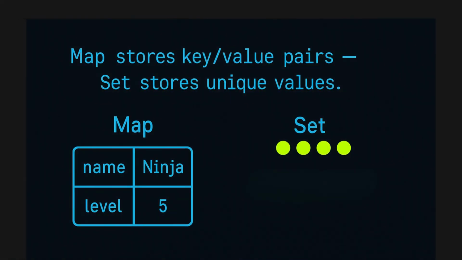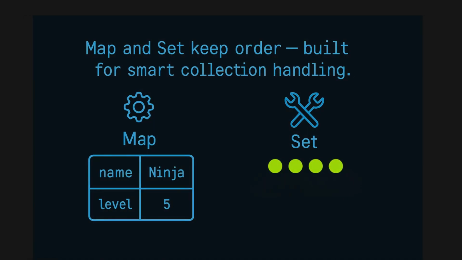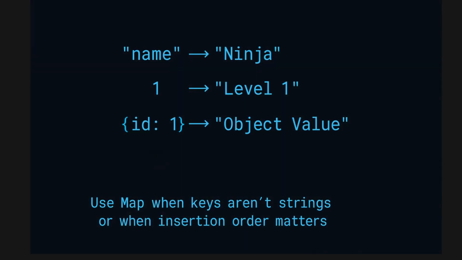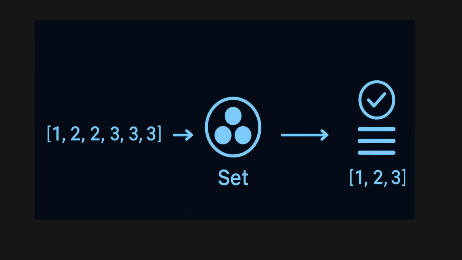Before code, Map gives you key/value storage without the restrictions of plain objects, and Set gives you a collection of unique values. Both preserve insertion order and provide useful APIs built specifically for collection tasks. Short summary: use Map when you need keys that aren't strings or you want guaranteed insertion order. Use Set when you need unique values, like deduping, tracking scene items.